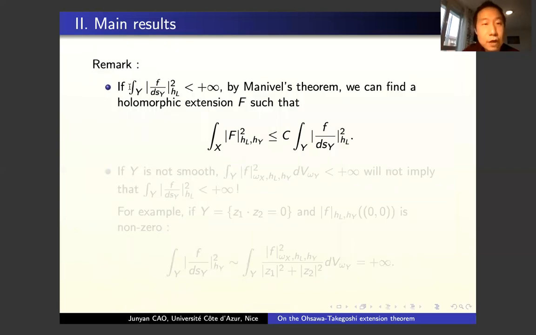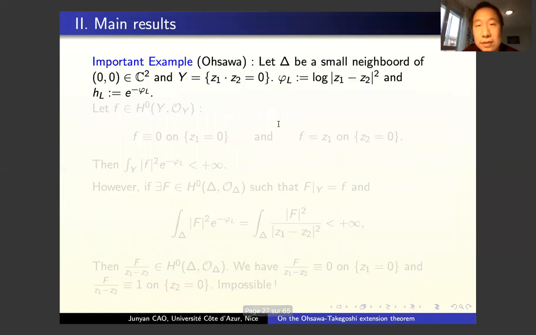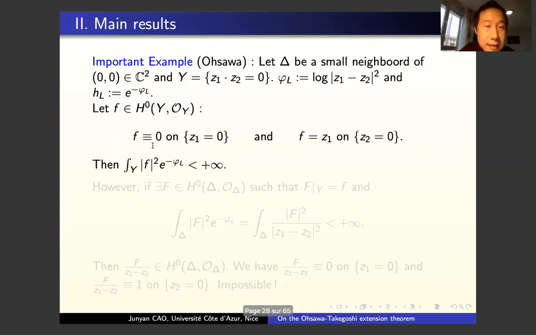As I explained before, this condition is too restrictive. But Ohsawa's example will tell us that this L2 condition is not sufficient. So that's the second example of Ohsawa. As before, we take Y to be the normal crossing divisor in C2, and let phi L be a PSH function of the type log |Z1 - Z2|. Now we let small f be a holomorphic function on Y, which equals 0 on one component and equals Z1 on another component.